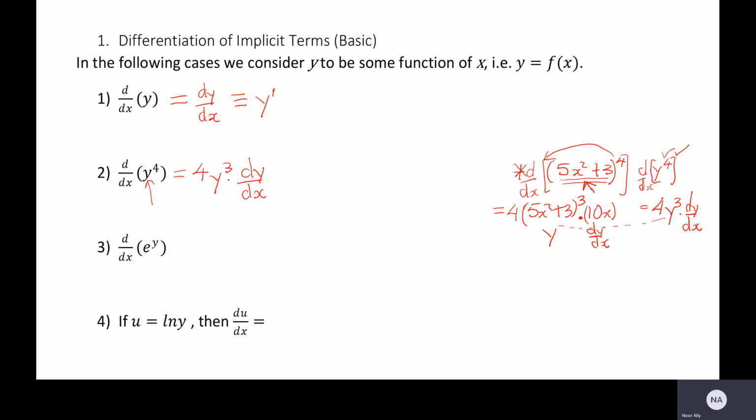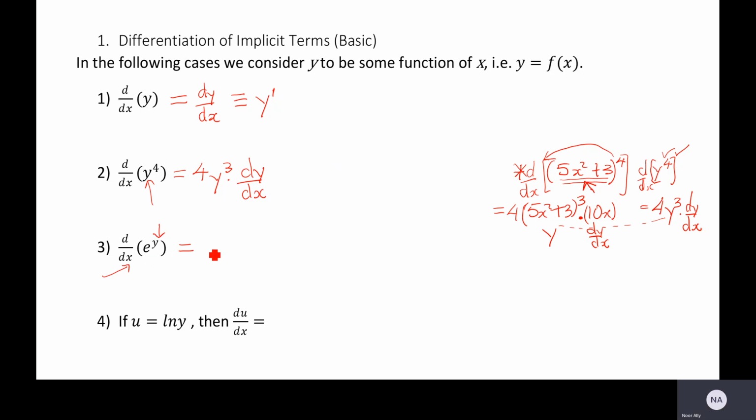So in number 2 again, that was the explanation for number 2. The derivative with respect to x of y to the power 4 is 4y cubed times dy/dx. Let's look at number 3. Once again, we are differentiating with respect to x, and y is a function of x. So we're going to use the chain rule here.